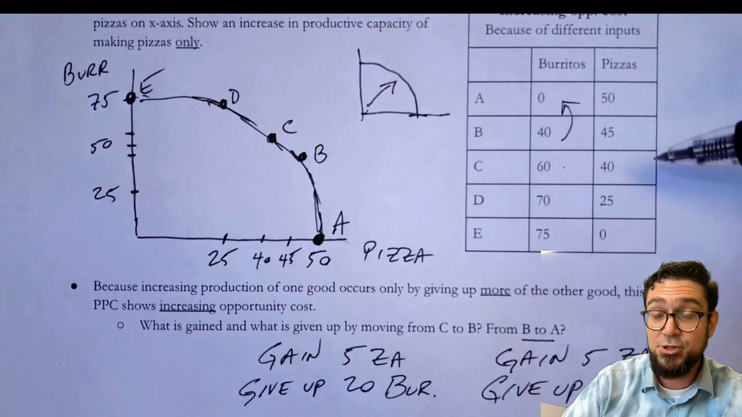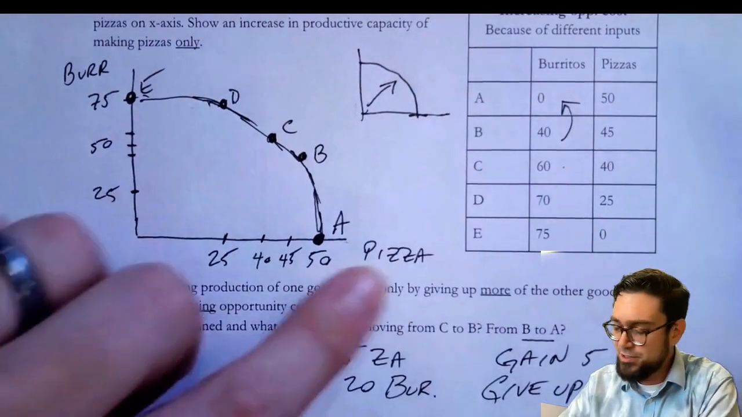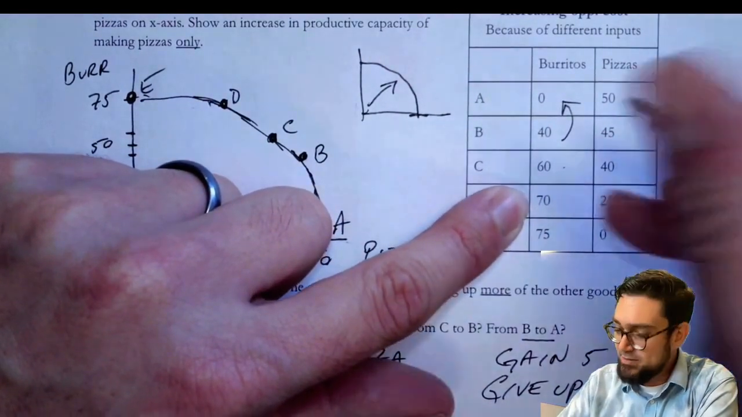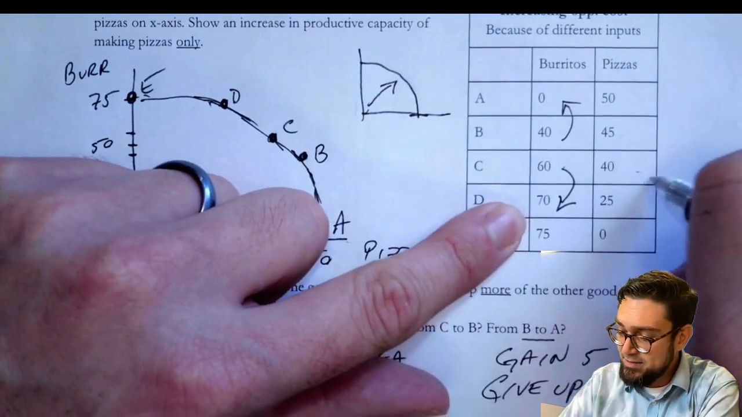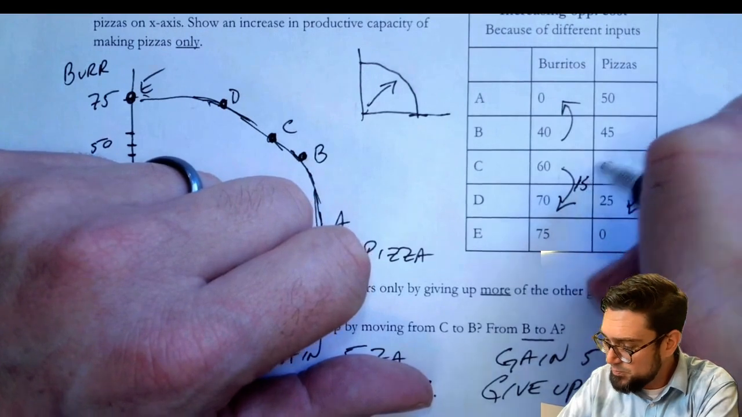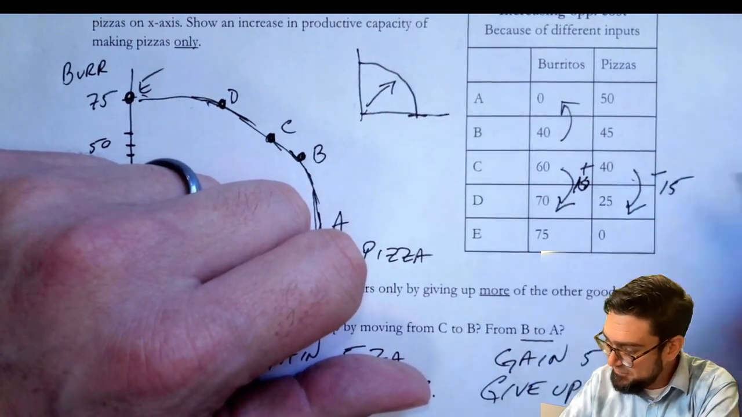Now, if we go the other direction, it's exactly the same. So let's think about it going the other way, even though there's not a question here. When we go from 60 to 70, you're gaining 10 burritos, right? So let's say we go this way. You gain 10, you give up 15, right? So we'll say plus 10, and minus 15.